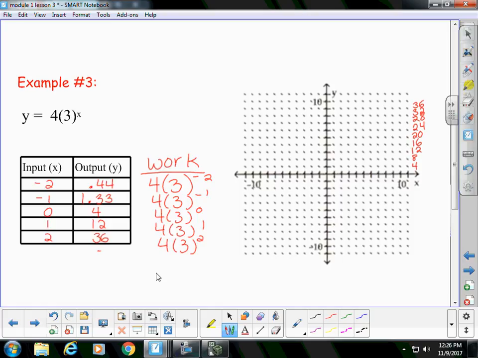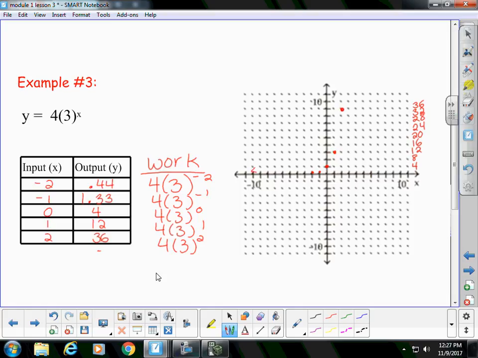Okay, so -2 and 0.44, that's going to be just a little bit above the x-axis. And then 1.3, that's going to also be just a little bit above, a little higher than the last one. And then 0 and 4, so that's my first real jump up. 1 and 12. So 12 is the third dot up. And then 2 and 36, that's going to be the big jump. All the way to here.